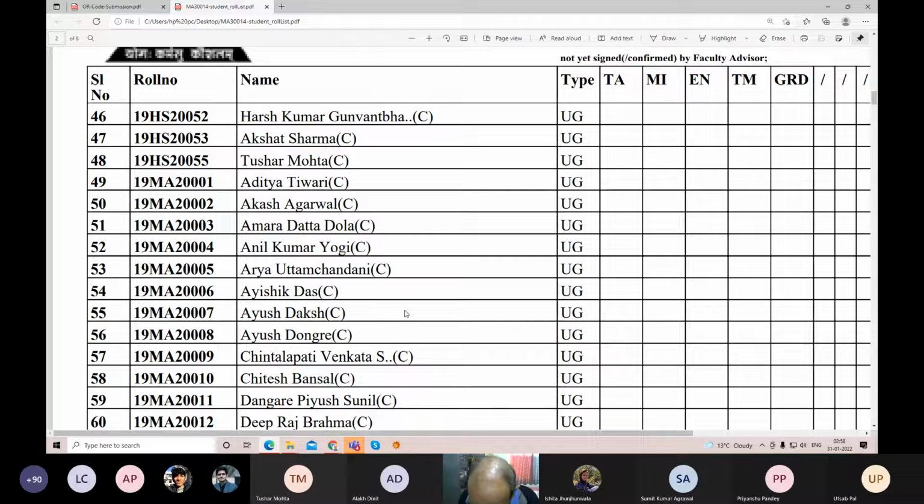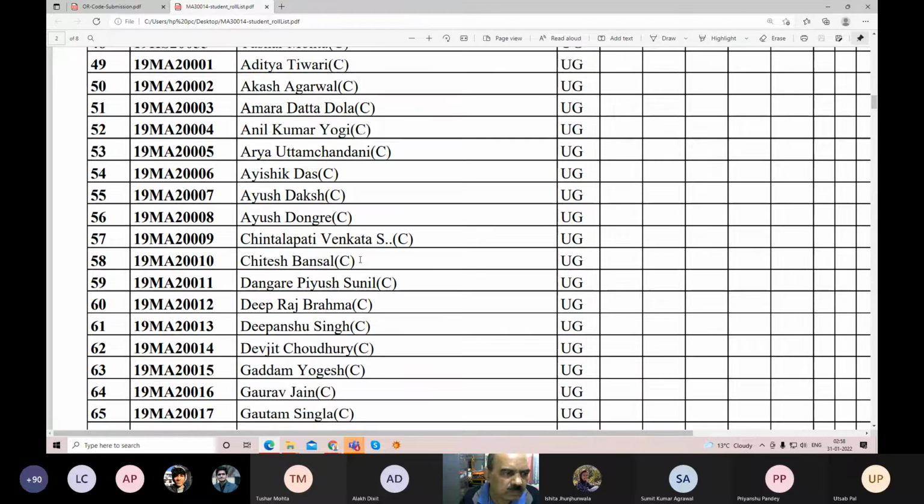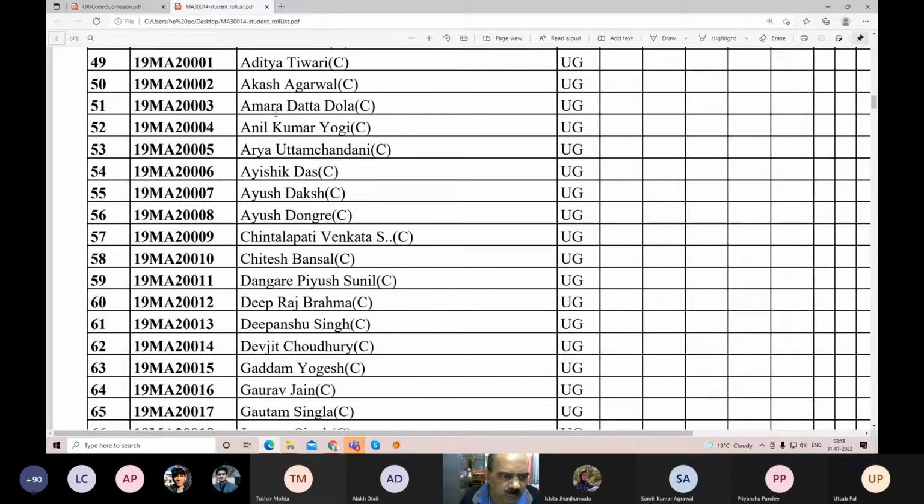So 51 Amar Datta, 52 Anil Kumar Jogi, 53 Arya, 54 Aishik Das, 55 Aishik Dak. Who is there? 52 is there, Anil Kumar Jogi. Sir, 54 Aishik Das is also there. 55 is not there. So you will be the group leader, right?